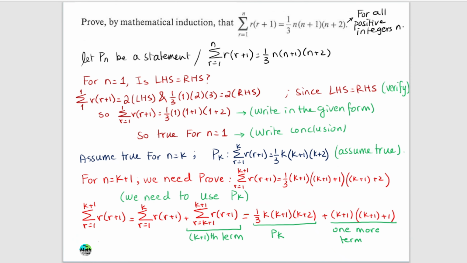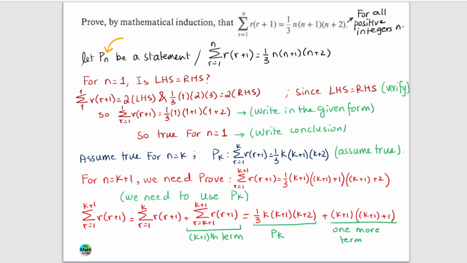Let's move on to another one. Prove by mathematical induction that the summation of r into r plus 1 is equal to 1 over 3 n into n plus 1 into n plus 2 for all positive integers n. I'm going now to repeat the same structure of the question.